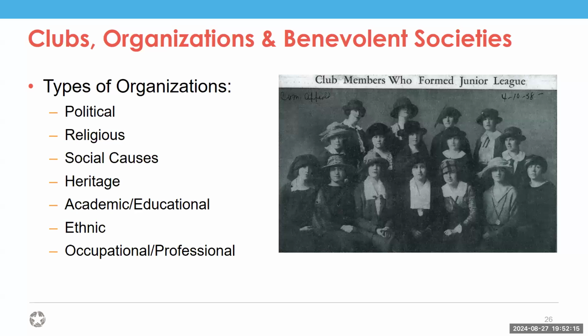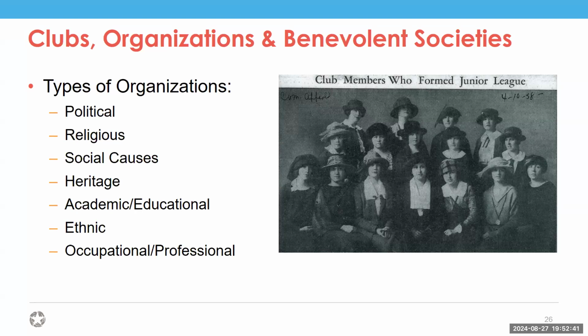This is one of my favorite different ways to look for your female ancestor. Oftentimes, women had pretty active social lives. So consider again what time period they were alive, and what sort of clubs or organizations would have been popular at that time that they might have joined.